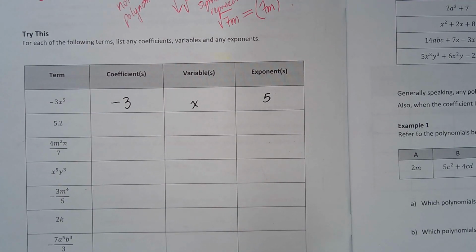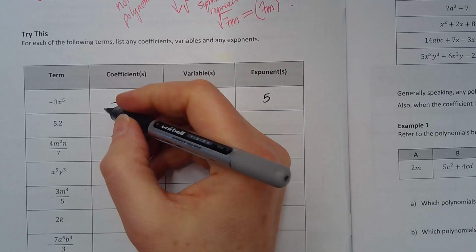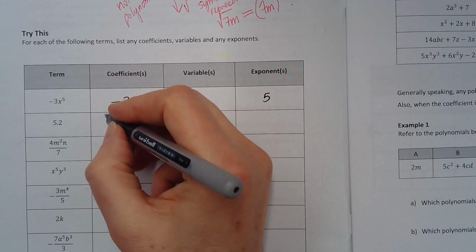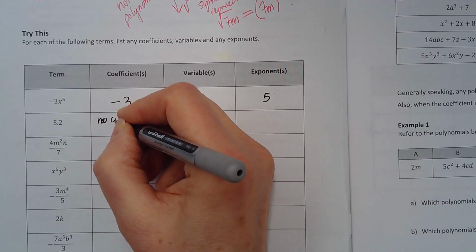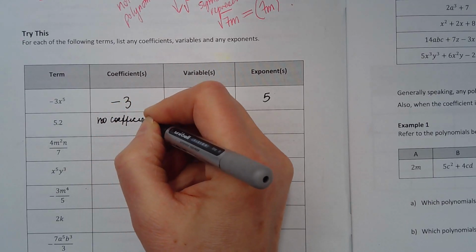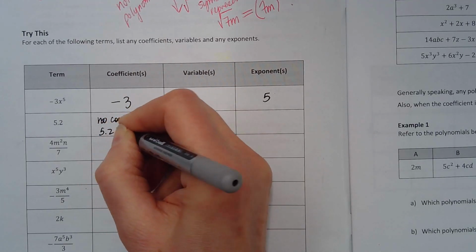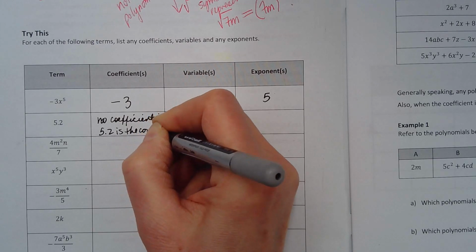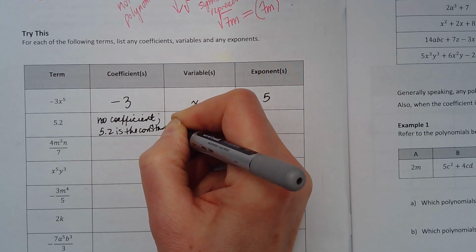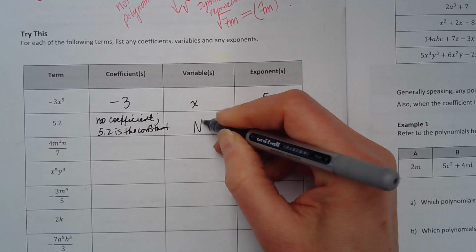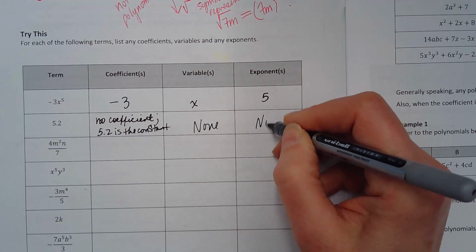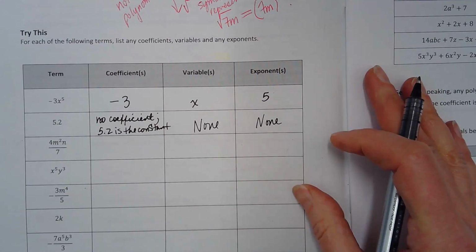Is there a coefficient? No. What did we call the 5.2? I'll write this down. No coefficient. 5.2 is the constant. No variable, no exponent, none visible, right?